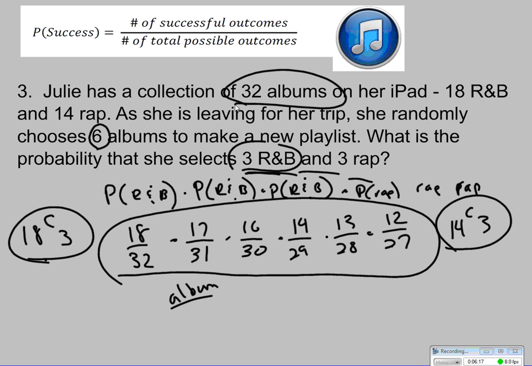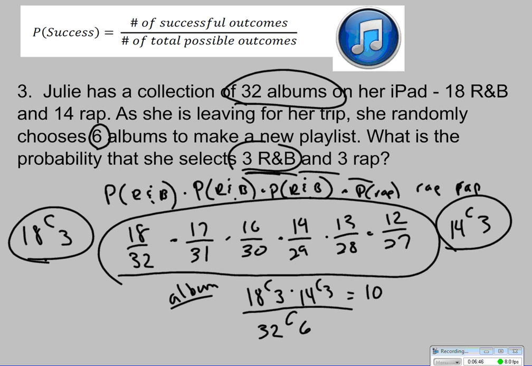The probability is going to be these two multiplied together all over 32 choose 6. All right, so that's going to be my combination. Now, either way is fine. Either way that you want to do it is fine. Me, I think with the advantage of the calculator, I would use the bottom one.